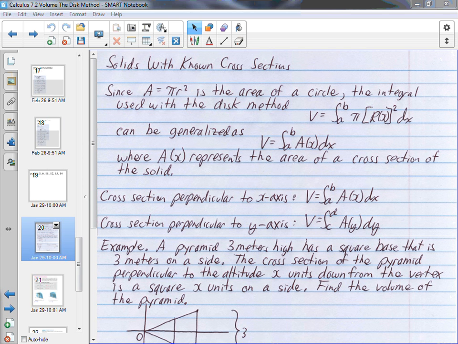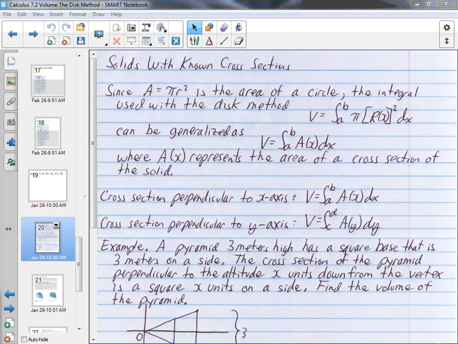So even though having disks or washers is actually a special type of a known cross section, it's convenient to start there because they're all the same. Okay? It's like, okay, the first assignment, they're all disks. So all I have to do is find that radius and I'm good. On the washers, they're all washers. So if I find the outer radius and I find the inner radius, I'm good. They're all the same after that.